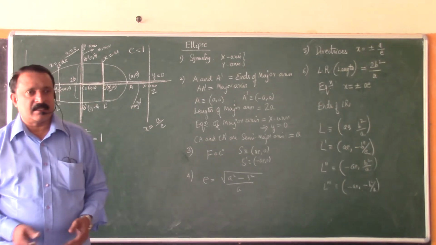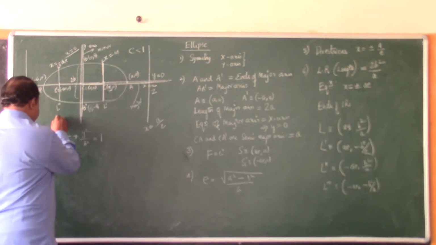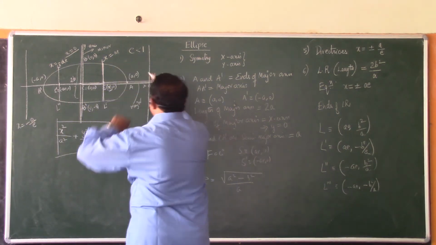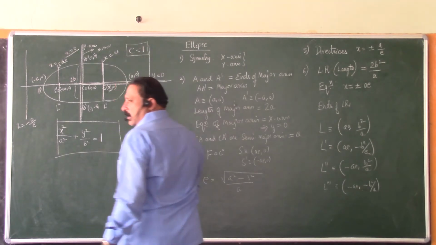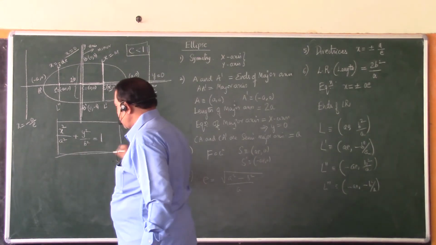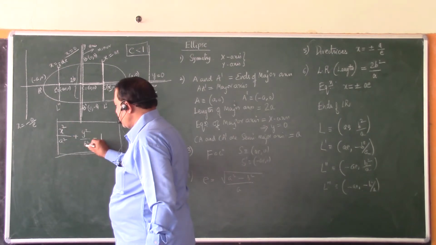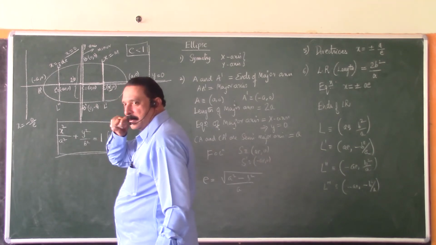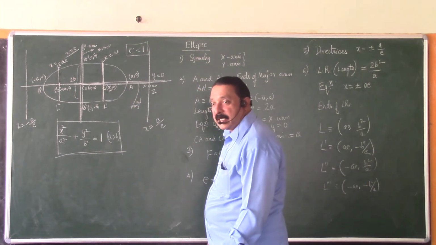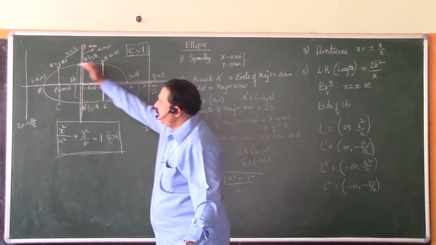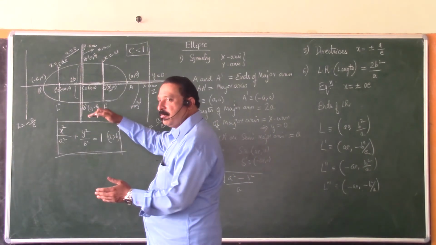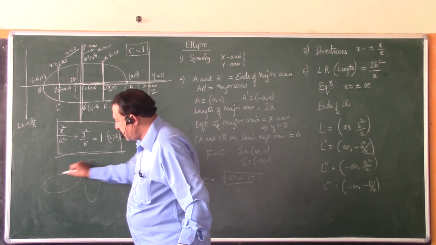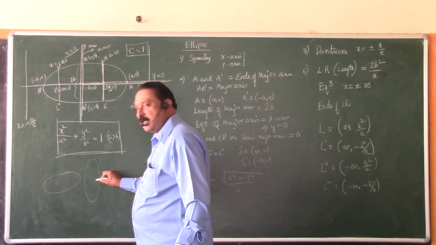So now to summarize the ellipse in the standard form. First of all, an ellipse is a conic whose eccentricity is less than 1, point number 1. The equation of the ellipse in the standard form is x square by a square plus y square by b square is equal to 1, and here a is greater than b. Only when a is greater than b will the ellipse be horizontal. If a is less than b, then the ellipse will become vertical like this. This is a greater than b. This is a less than b.